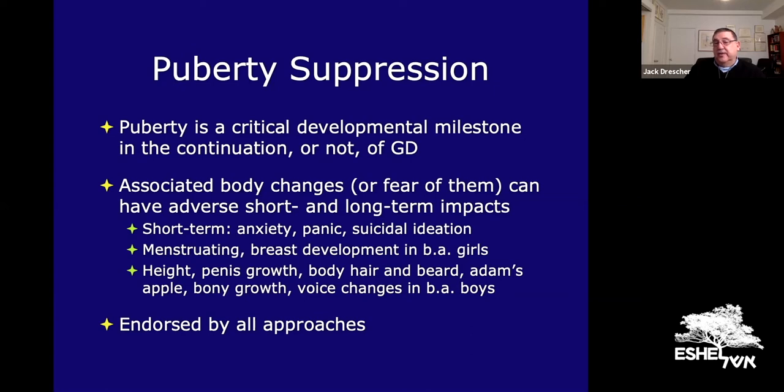one, it was causing psychological problems, and two, if they didn't desist, if they continued to be dysphoric after puberty, they would have less medical treatment needed. You wouldn't need to do mastectomies in birth-assigned girls. You wouldn't need to shave the Adam's apple or do electrolysis on a beard or deal with the growth spurts. And as I said, all the approaches would do this to try and give the kids more time.